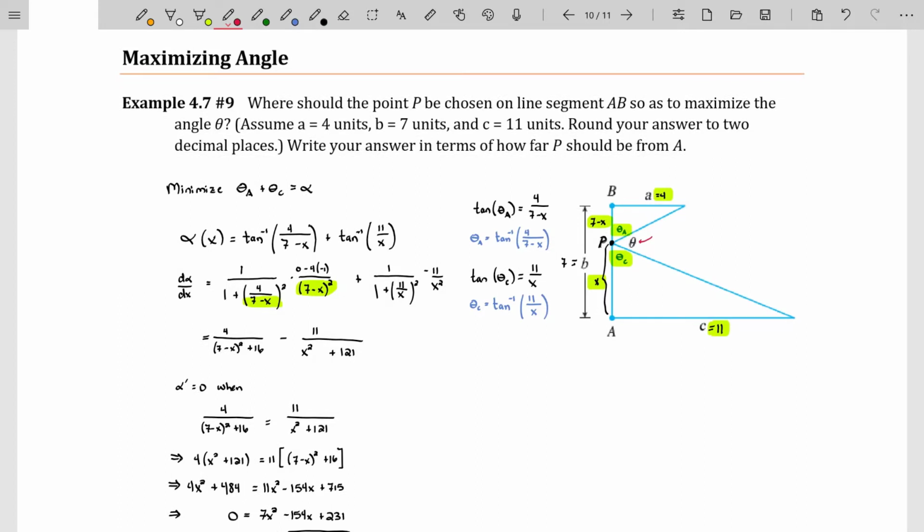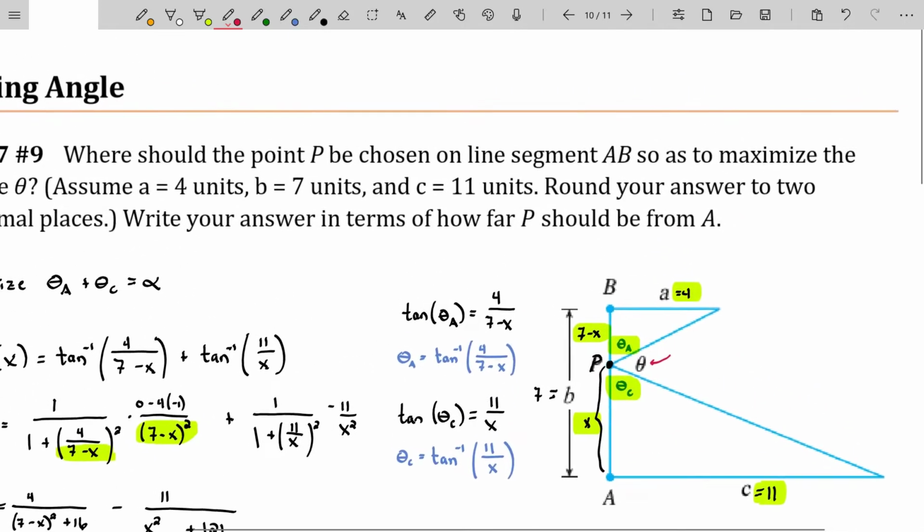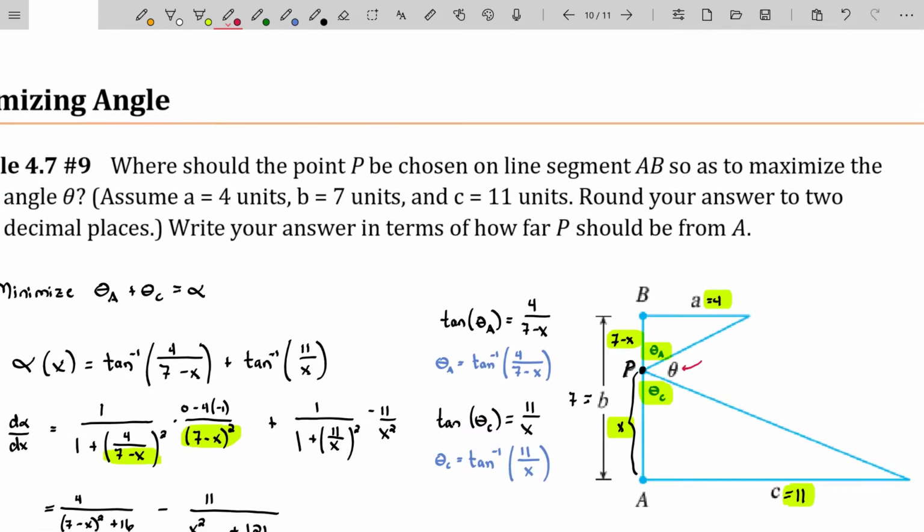We have minimized the sum of those two highlighted angles, theta sub A and theta sub C. Therefore, we have maximized the angle theta. So write your answer in terms of how far P should be from A. Well, P should be, I'll write it this way. P should be 1.6 units away from A to maximize theta.